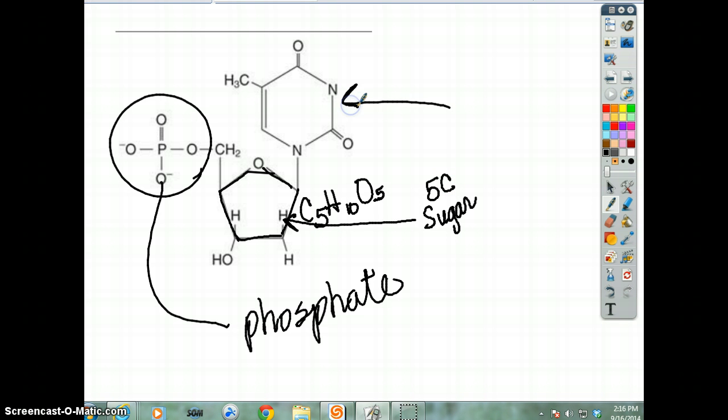And what's the 3rd part of a nucleotide? Oh, I see what it is now. Do you really? It's a hexagon, a hexagon with nitrogen in it. Right, so this is called a nitrogen base.